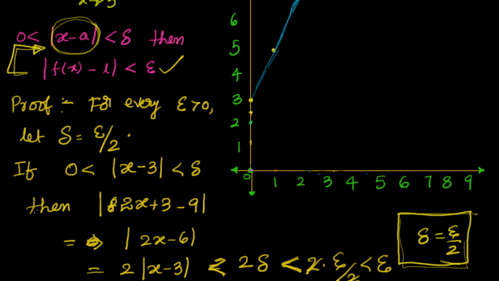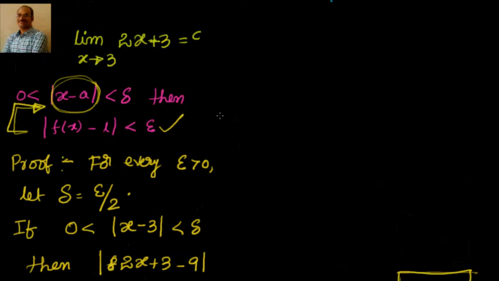For that, what will we do? We will take |f of x minus L|, that is nothing but |2x plus 3 minus 9|, which equals |2x minus 6|, that is 2 into |x minus 3|. But you know |x minus 3| is less than delta, so instead of equal to, I can say less than 2 delta. But 2 delta is equal to epsilon. So that's how we can prove it. Now you can take any value of epsilon and delta and cross-check that f of x will be between those limits only. Let us have a look at how it looks.